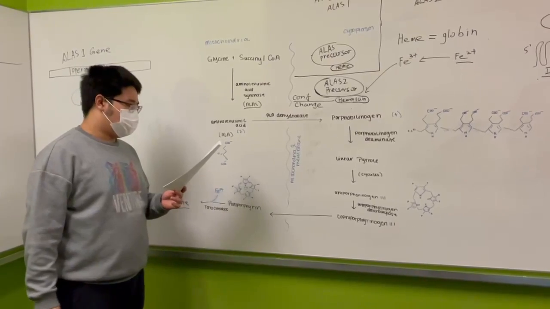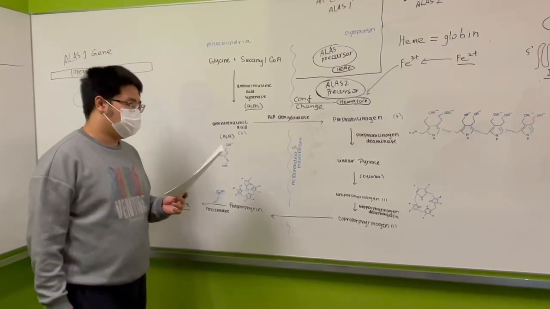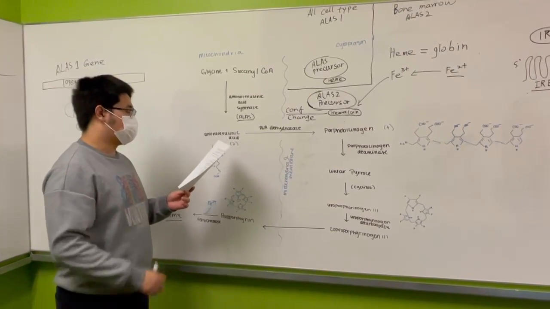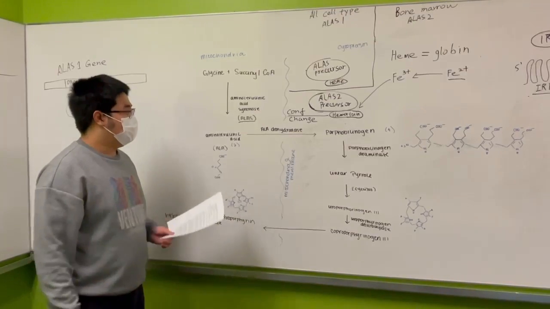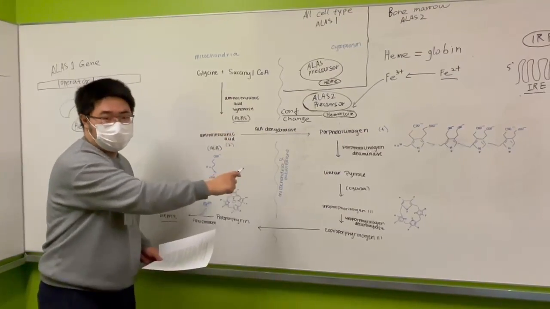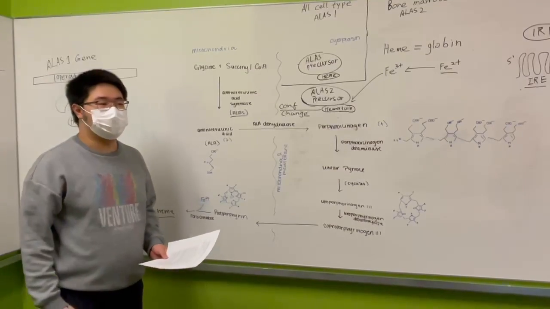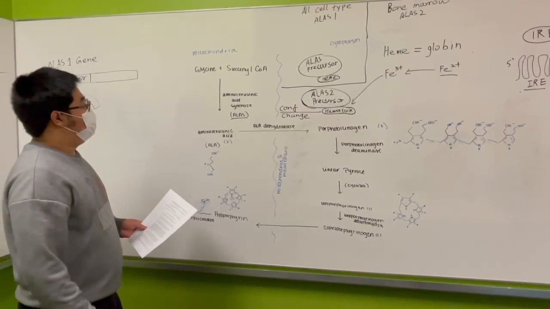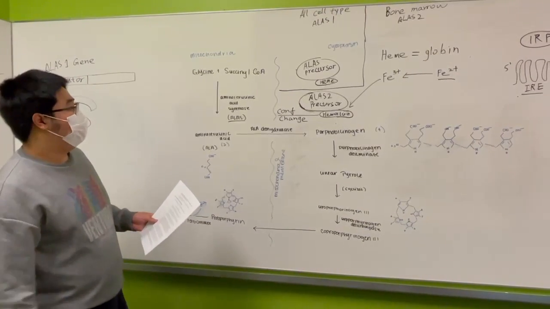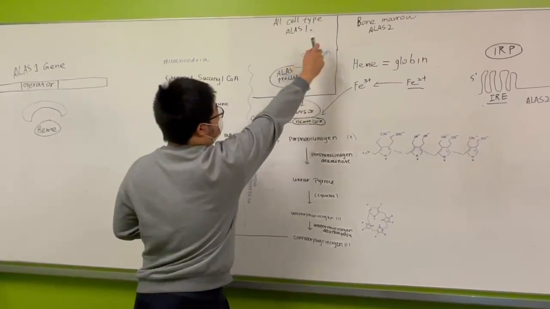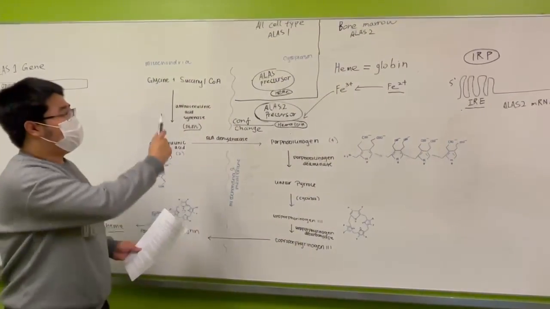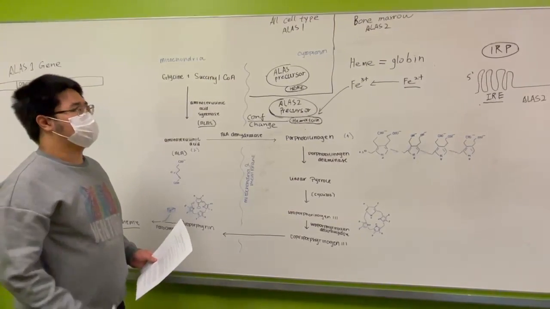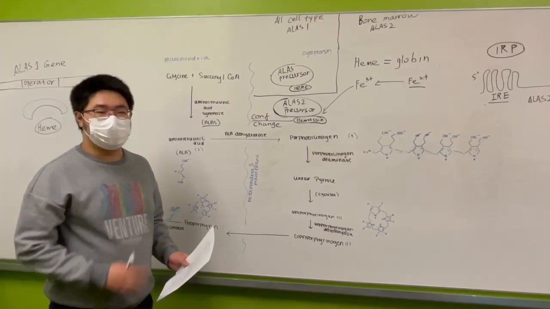The major regulatory and rate-limiting step of the pathway corresponds to the reaction catalyzed by ALAS, which stands for ALA synthase. It is the first enzyme of the entire pathway, and also it is the first committed step to make heme. ALAS has 2 isozymes, which are ALAS1 and ALAS2. ALAS1 is expressed in all cell types, but ALAS2 is strictly expressed only in bone marrow.